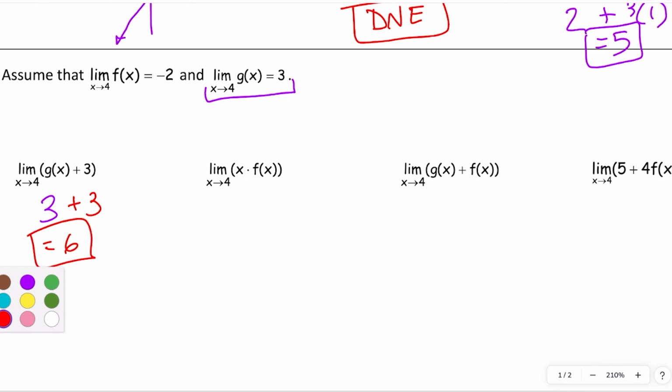Okay. What's the limit as x approaches 4 of just x? That's not pictured here. But if we have just y equals x, or f of x equals x, we want the limit as x approaches 4. What is that? Yeah, it's just 4. You can use direct substitution, right? So this is going to be 4 times the limit as x approaches 4 of f of x, which is negative 2. So this will be negative 8.